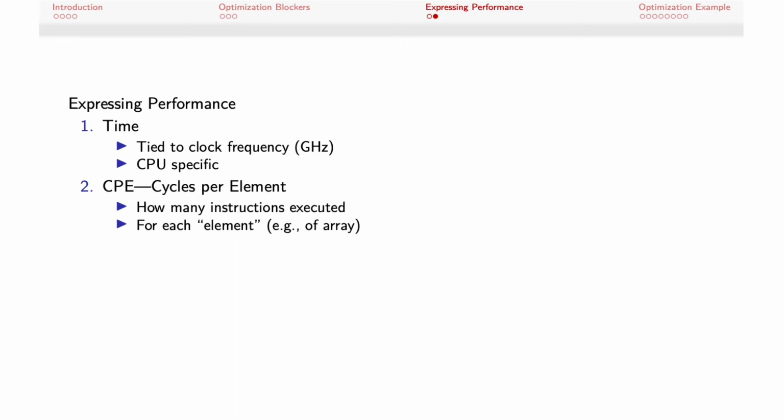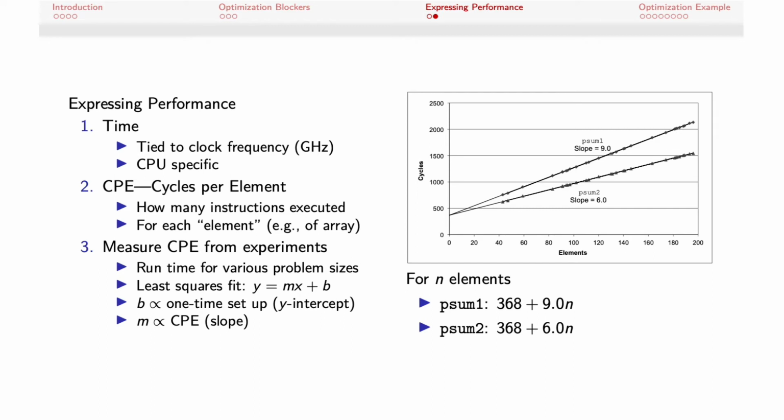So we're going to look at some examples that involve doing operations on an array. And in that case, each of the elements is just an element of the array. So CPE, cycles per element, is saying how many cycles are going to tick by for each of the elements of the data that we're trying to process. We can get after this CPE by just conducting some experiments. So we're going to run our implementations for various problem sizes and measure how long they take to execute.